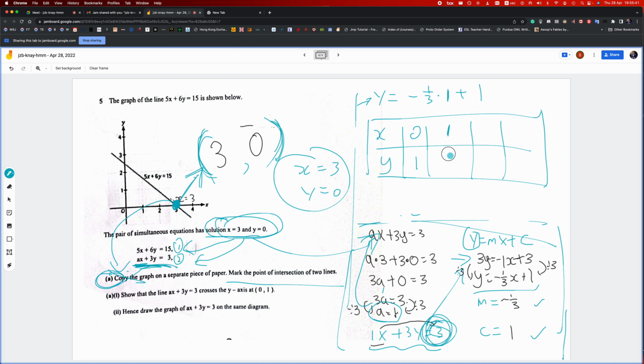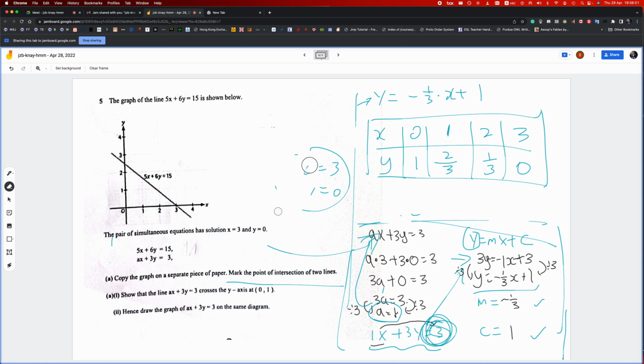So when x equals to 1, what's your Y? 2 over 3. So when x equals to 2, 1 over 3. When x equals to 3, 0. Very good. So you just have to plot these points on the graph here. So what I'm going to do, I'm going to plot the points now.